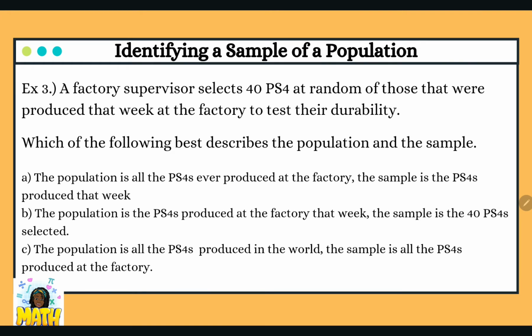A factory supervisor selects 40 PS4s at random of those that were produced that week at the factory to test their durability. Which of the following best describes the population and the sample? In this example, I would probably identify my population and my sample first, and then I would look for the answer choice that best represents my answer.